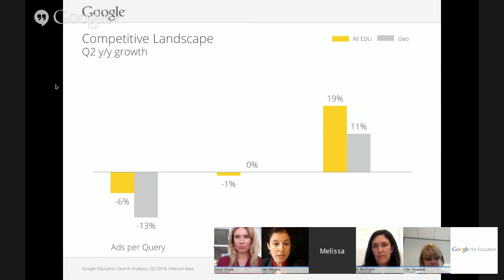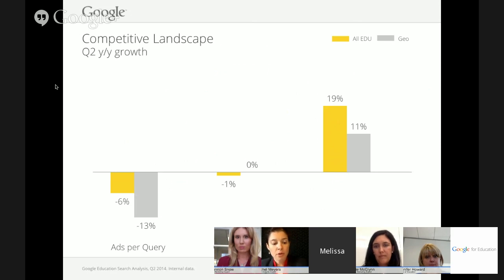With CPC prices remaining flat for geo terms, that's those middle bars, ads per query is actually drastically decreasing. We saw a 13% decrease in ads per query, the competitiveness on those queries, and clicks increased by 11%. Geo saw great performance within Q2.